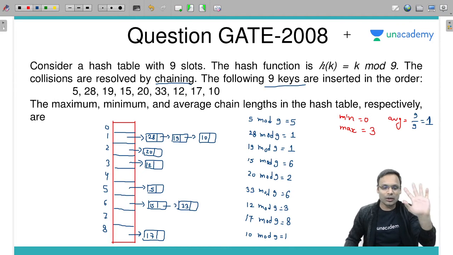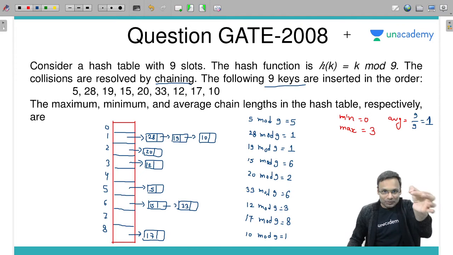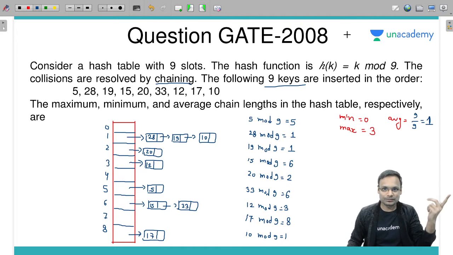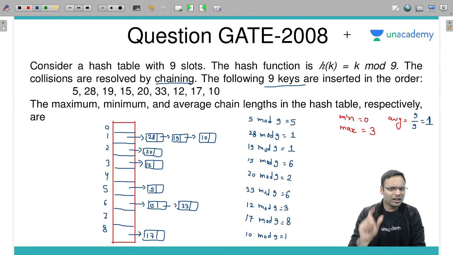आपको करने की जरूरत ही नहीं. Number of keys divided by number of slots will give you average chain length. ये देखा, नहीं लग रहा? Number of keys divided by number of slots. Huh? That is what? That is nothing but load factor. So this average chain length is nothing but they are asking about load factor in this question, my dear friend.